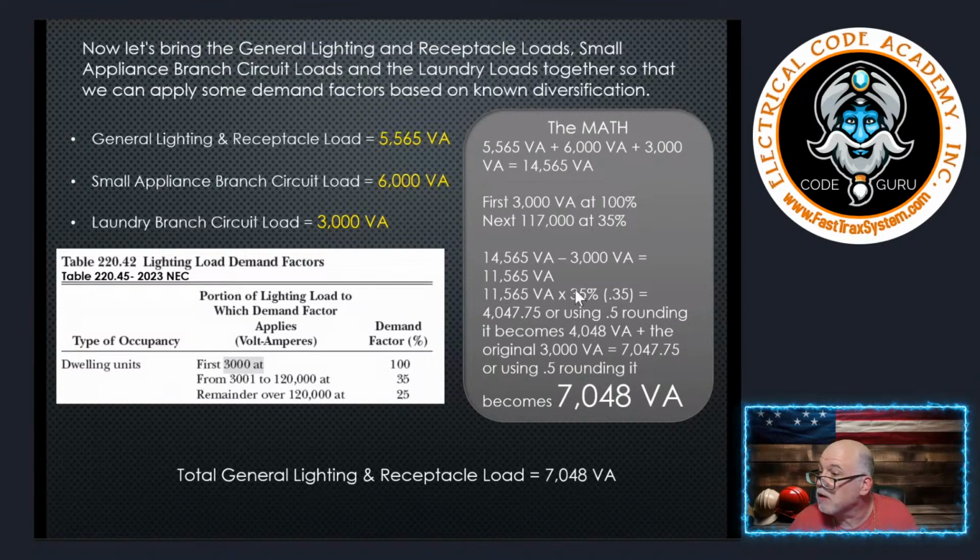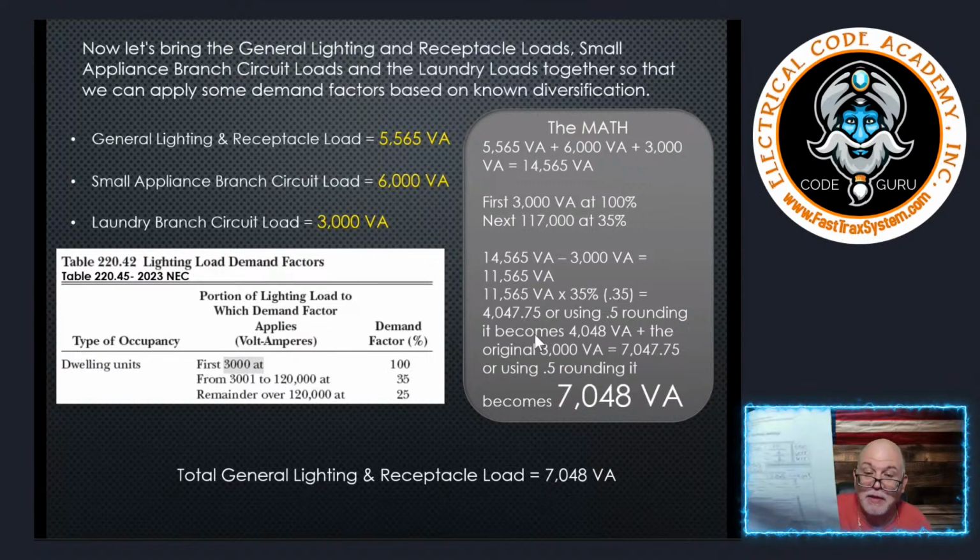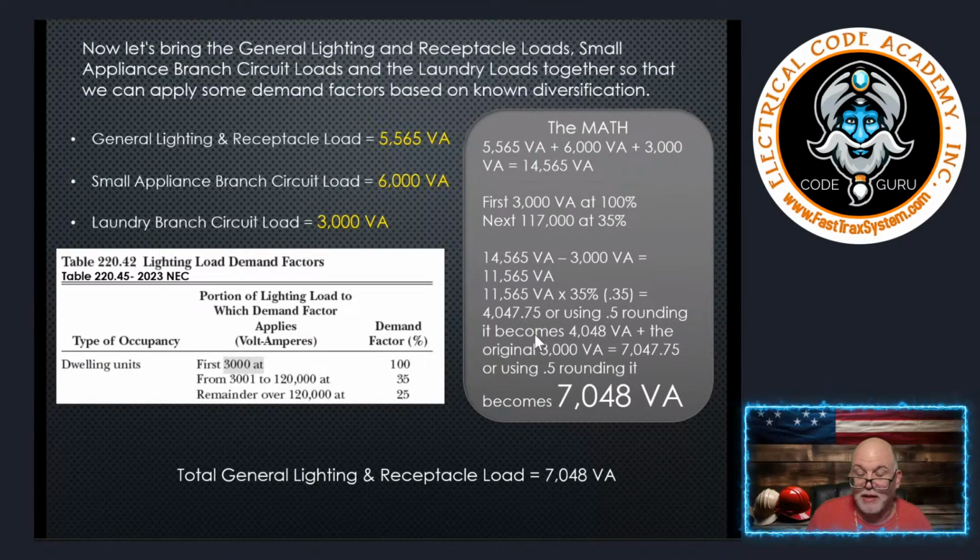No, excuse me, that was 4,048, excuse me. So I'm at 4,048, okay? So that's what you'd get in box 8, okay? So basically 4,048 is the 35% of 11,565.